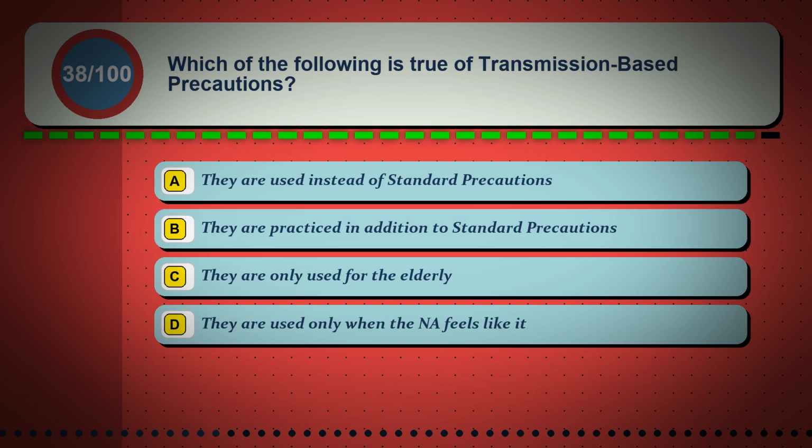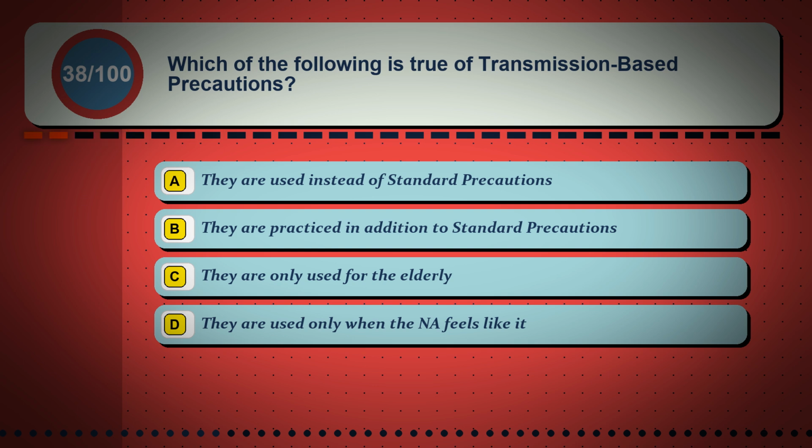Question 38. Which of the following is true of transmission-based precautions? Option A. They are used instead of standard precautions. Option B. They are practiced in addition to standard precautions. Option C. They are only used for the elderly. Option D. They are used only when the NA feels like it.